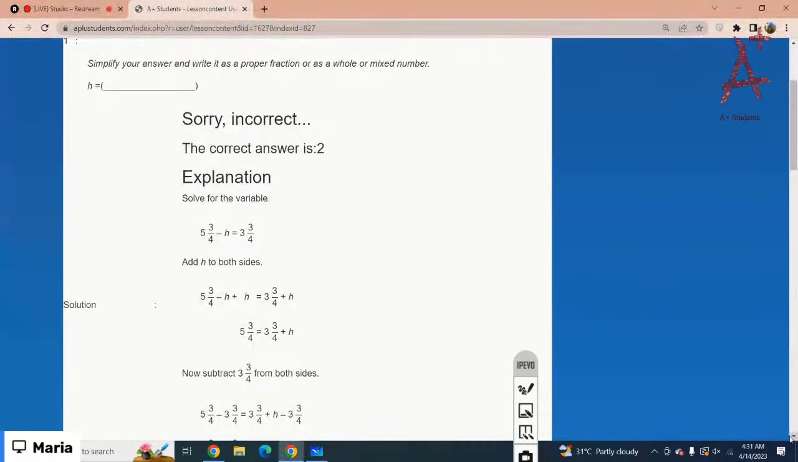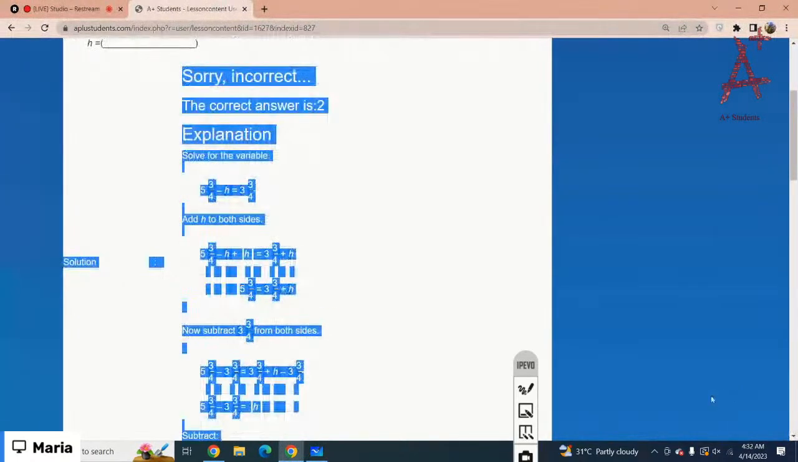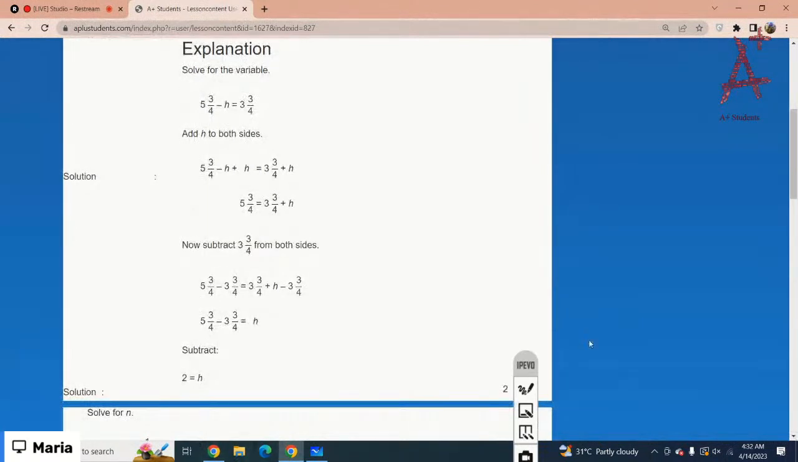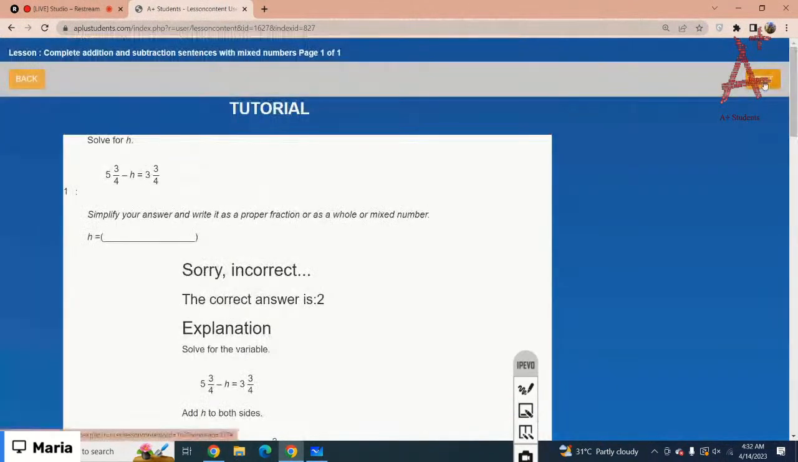Got it? Yes, here it is, h equals 2. Got it? Let's just start with the practice questions.